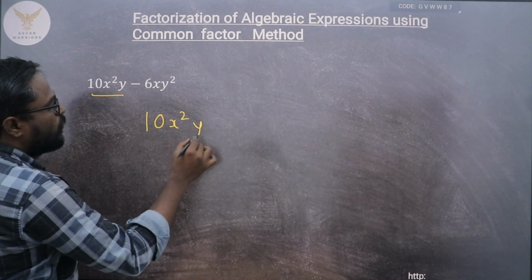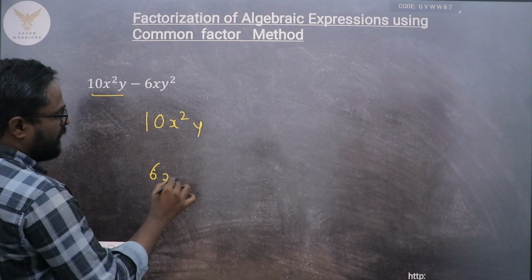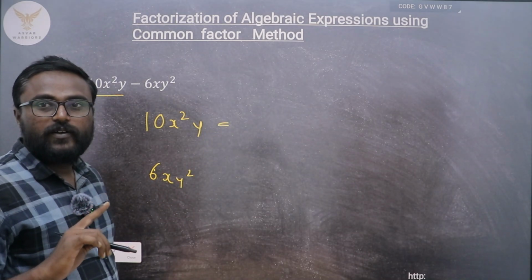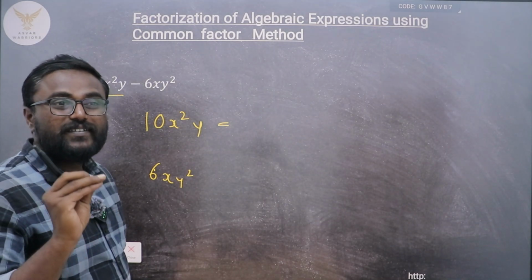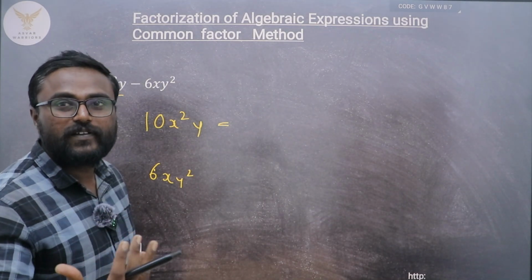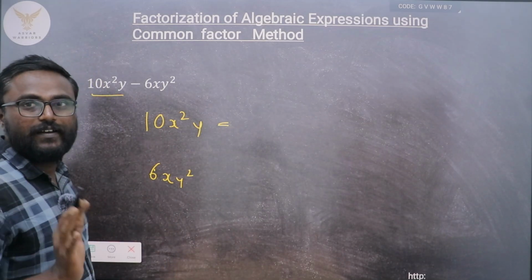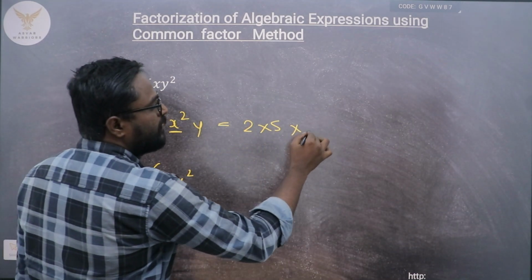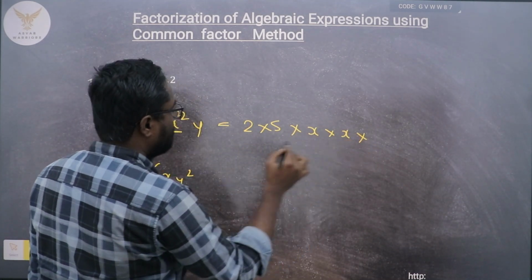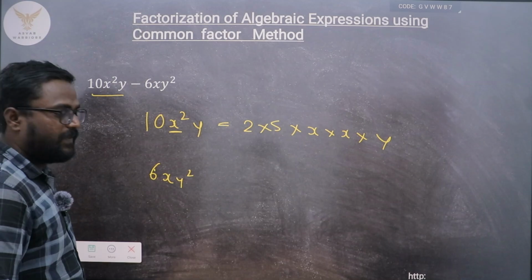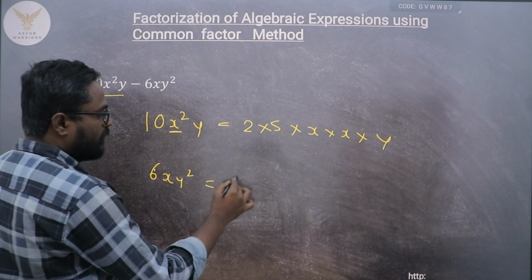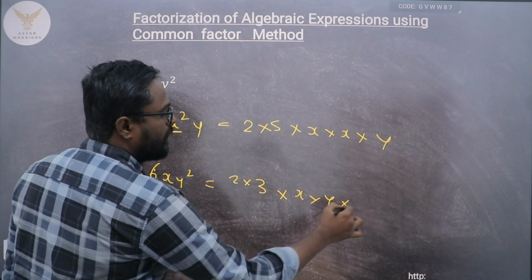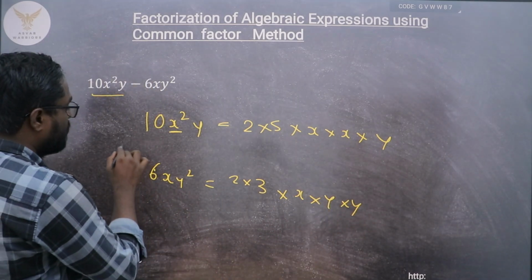10x square y, and I'll write down 6xy square. First thing, write down the prime factors of 10. Prime factors means the least prime numbers that you can multiply in order to get the number 10. So, 2 times 5 times x square, which is x times x, times y over here. Next, 6 can be written as 2 times 3 times x, and y square can be written as y times y.